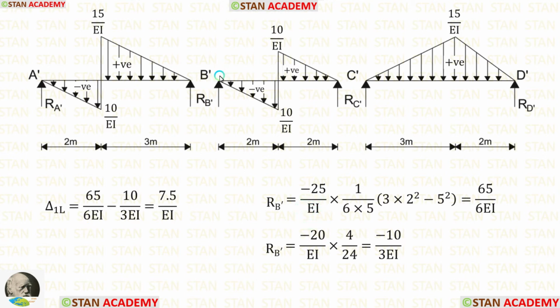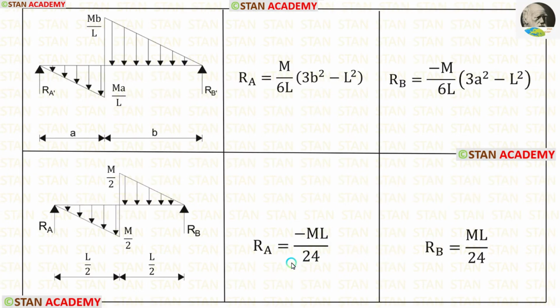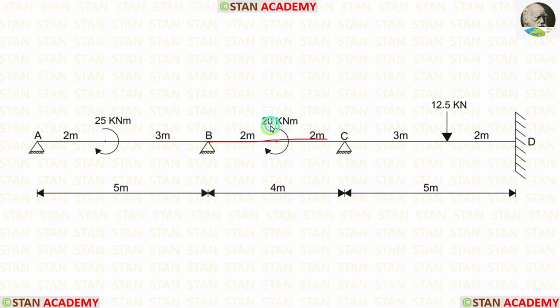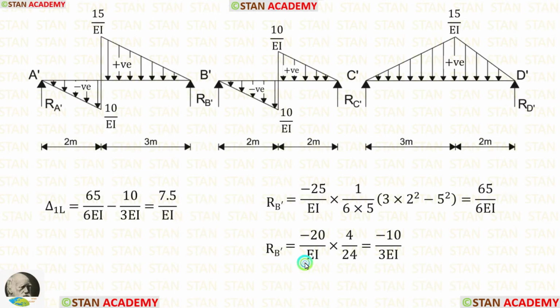Now let us calculate RB dash in the beam B dash C dash. The formula is minus ml upon 24. For BC, m is 20, L is 4. When we apply the values inside the formula, we are getting minus 10 upon 3 EI. For delta 1L, we have to add these two values. After adding, we are getting 7.5 upon EI. Now let us calculate RC dash. First, let us calculate RC dash in the beam B dash C dash.